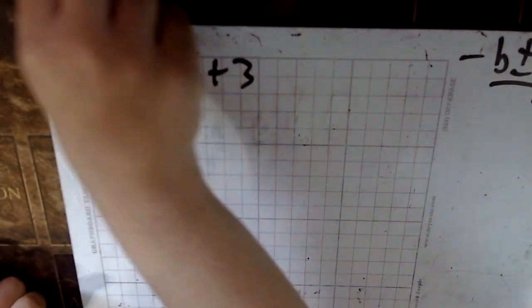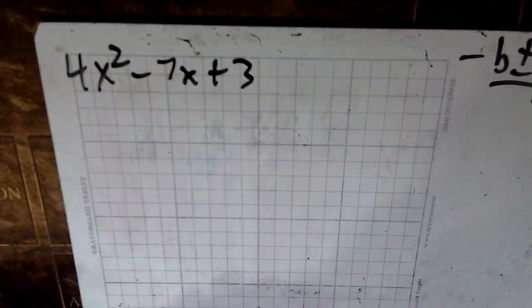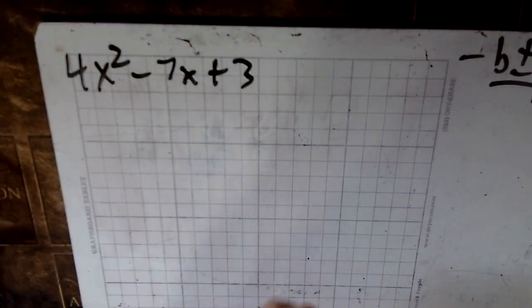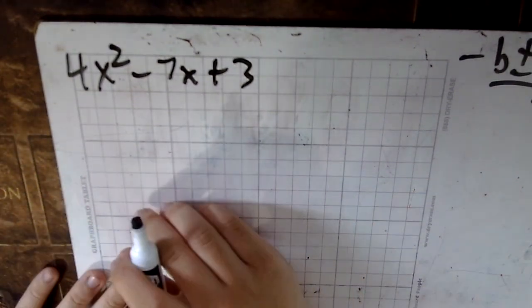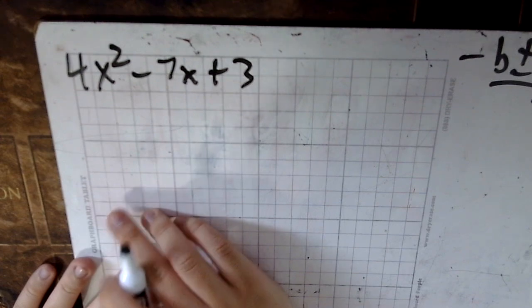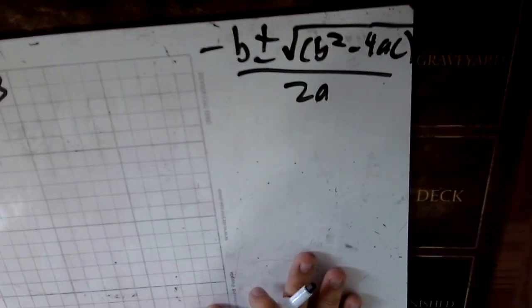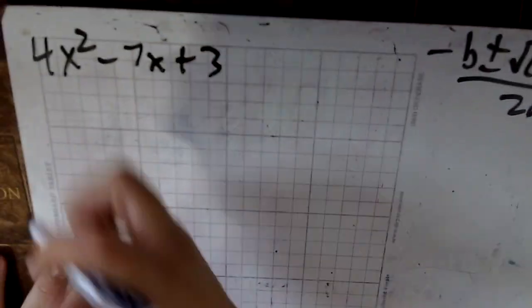Number 4 on the QR code review sheet for expressions. The question is, using the quadratic formula, find the roots of the polynomial. This is our polynomial, 4x² minus 7x plus 3, and this is the quadratic formula. We need to find a, b, and c.